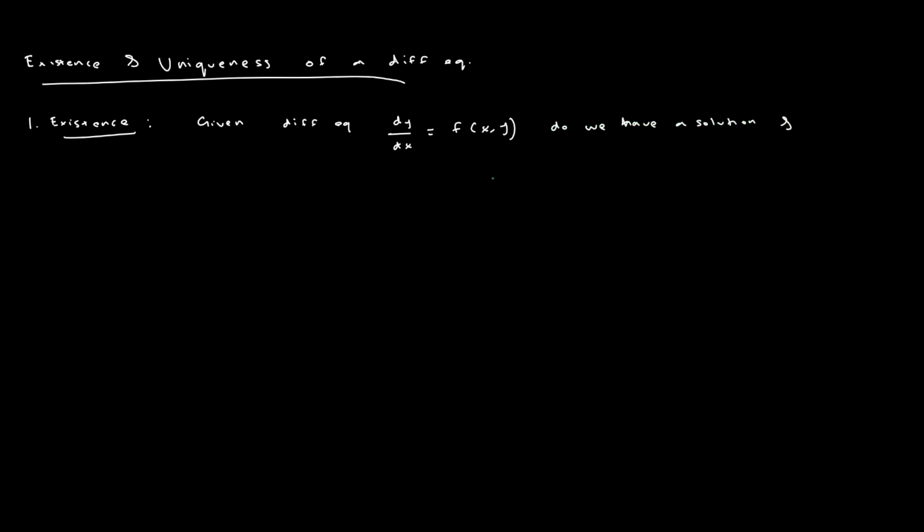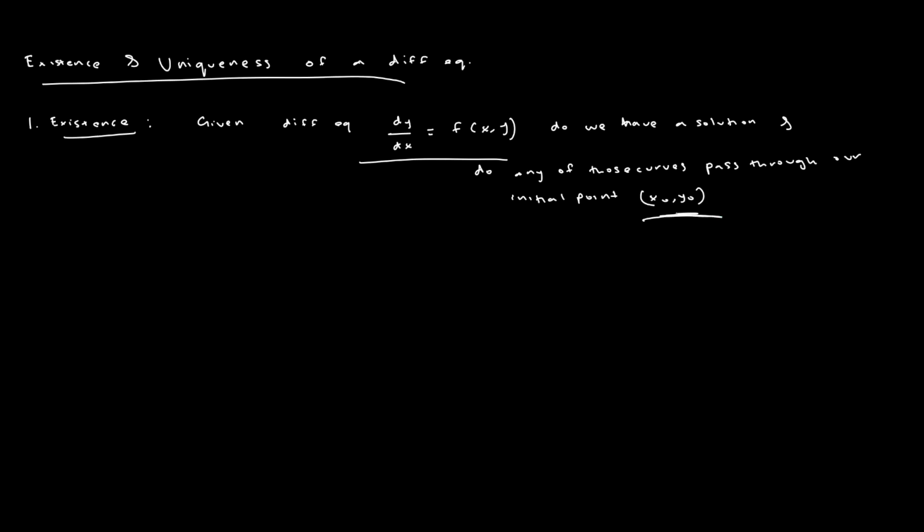And do any of those curves pass through our initial point x0, y0? So first it's like, does this even map to a certain explicit formula? And given that explicit formula, do any of them actually even go through our initial value? So that's the whole idea of existence.